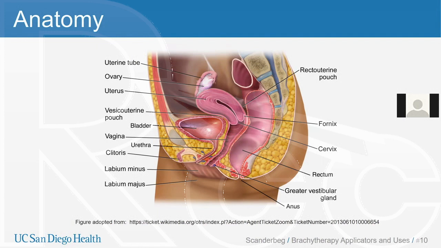And with these structures adjacent to the treatment areas, we need to be careful to monitor dose to the normal tissue, as well as the effects that bladder and rectal filling can have on the anatomy and your implant geometry.